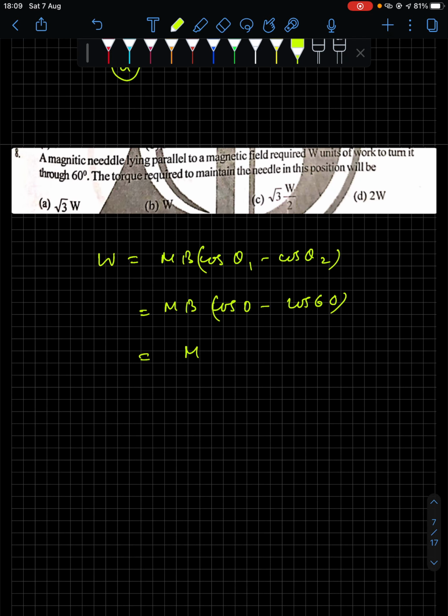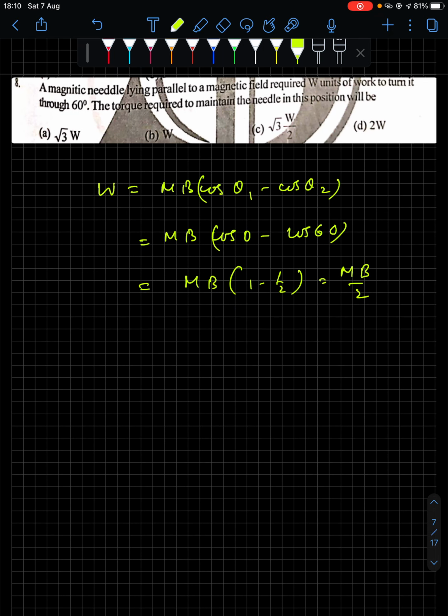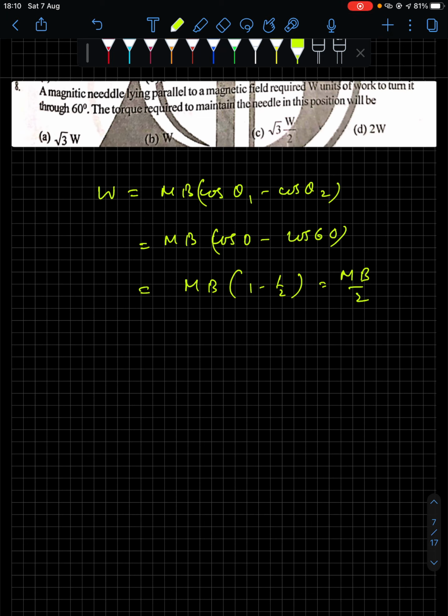Next question, number 8. You have a magnetic needle lying parallel to the magnetic field. Now if you want to rotate it by 60 degrees, you are doing W amount of work. What is the amount of torque needed to maintain the needle at that position? Now you see, the work done relation is mB (cos theta 1 minus cos theta 2). So mB (cos 0 minus cos 60). Cos 60 is half, cos 0 is 1. So you get mB (1 minus half), which is mB by 2.